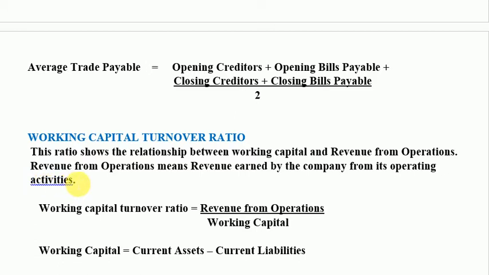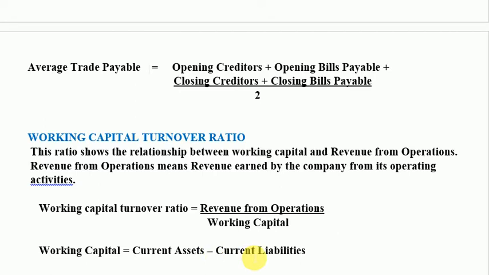So the formula of working capital turnover ratio is equal to revenue from operations divided by working capital. Revenue from operations is sales and working capital is equal to current assets minus current liabilities. This formula was also utilized while doing the liquidity ratios when we were doing current ratio and liquid ratio. Working capital formula was utilized during that time. So the same working capital here is current assets minus current liabilities.